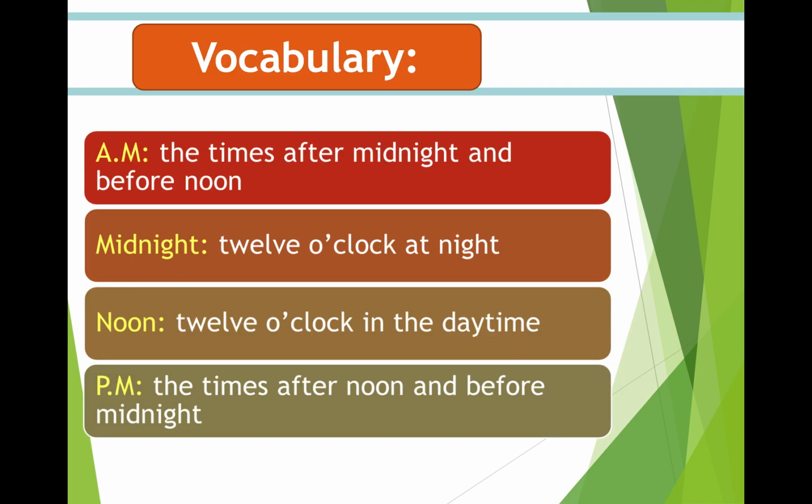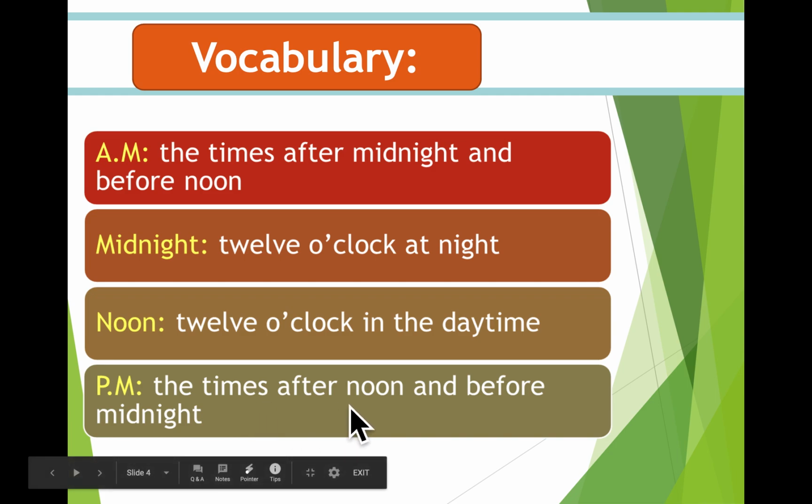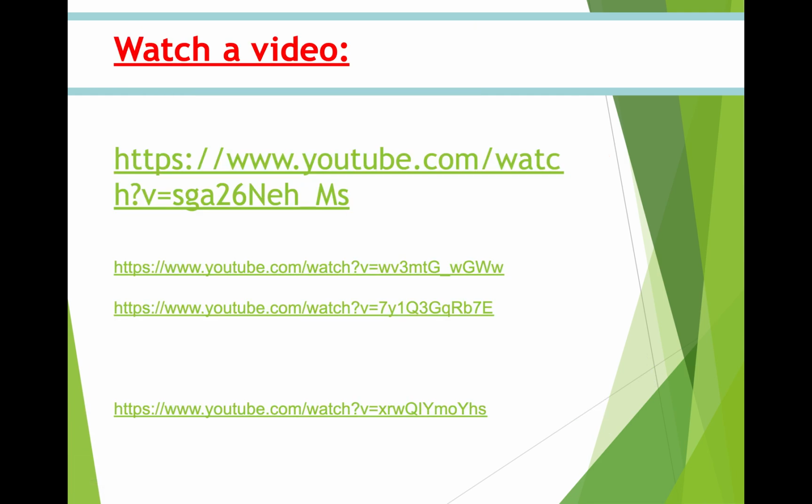Here is the vocabulary for this lesson. AM means the times after midnight and before noon. Midnight means 12 o'clock at night. Noon means 12 o'clock in the daytime. And PM means the times after noon and before midnight. These are your 4 vocabulary terms that are very important when you are trying to tell time.